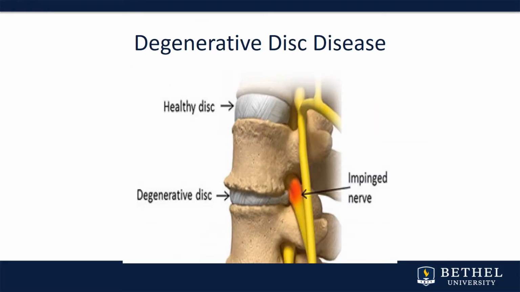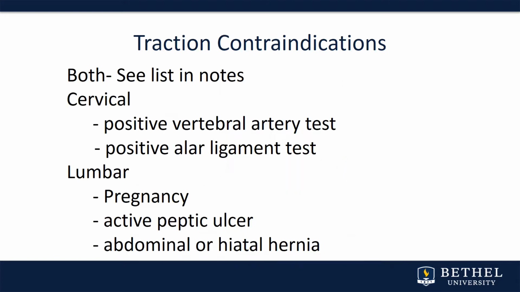Another term is degenerative disc disease. We said degenerative joint disease, but degenerative disc disease is when the disc begins to wear down and loses its water content over time, years and years, and so this foramen can become narrowed and impinge on a nerve. So that's another thing that can take place.